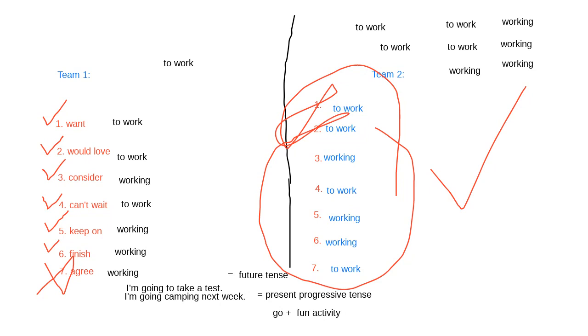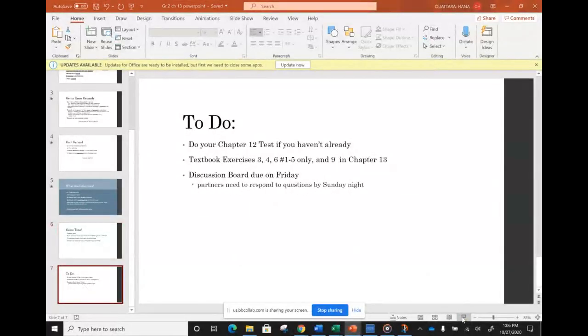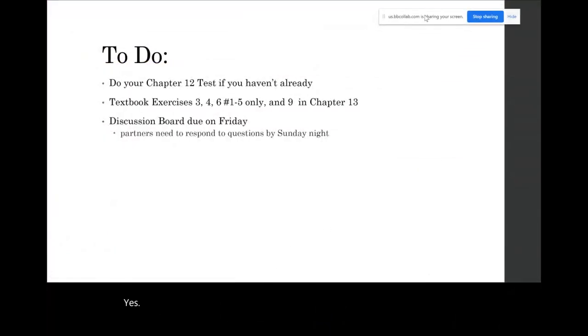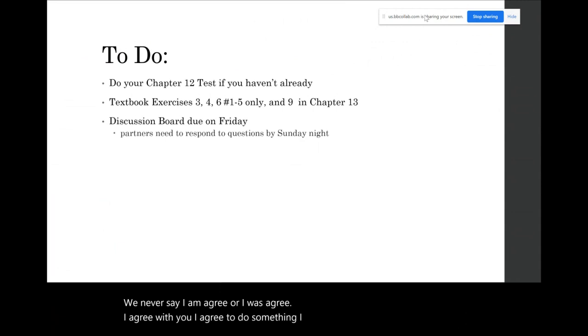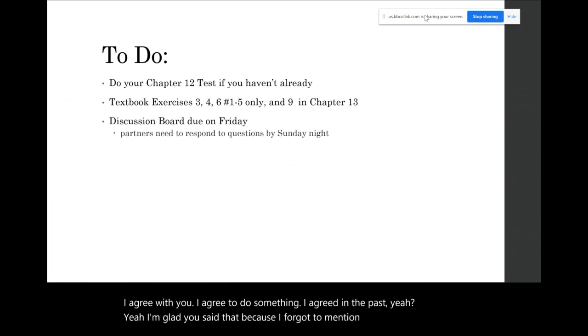So let me take you back to your homework, just before we finish up today. I have one question. Yeah, agree. When you say agree with something, you don't use the verb to be, right? Never. You don't say I'm agree. Yeah, that's a Spanish translation. We never say I am agree or I was agree. I agree, or I agree with you. I agreed in the past. Okay, thank you. I'm glad you said that because I forgot to mention that about agree.